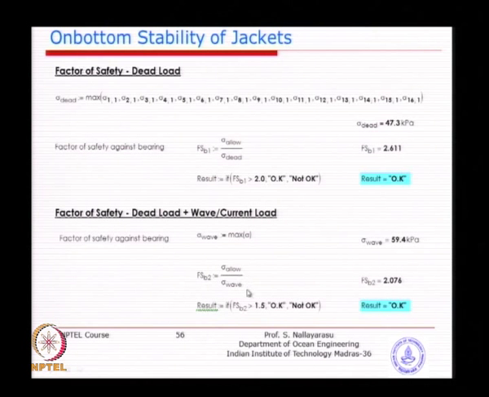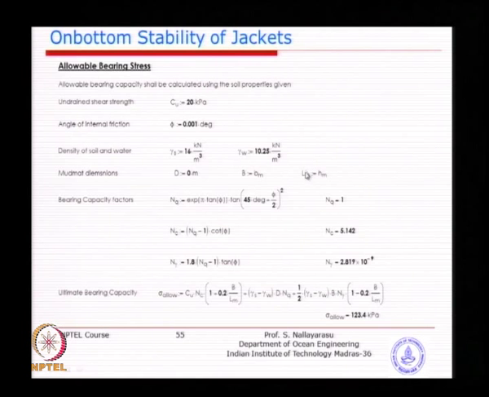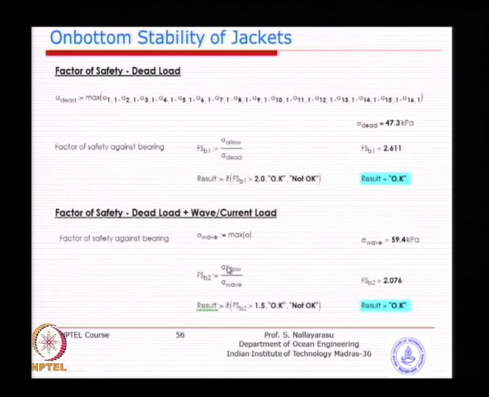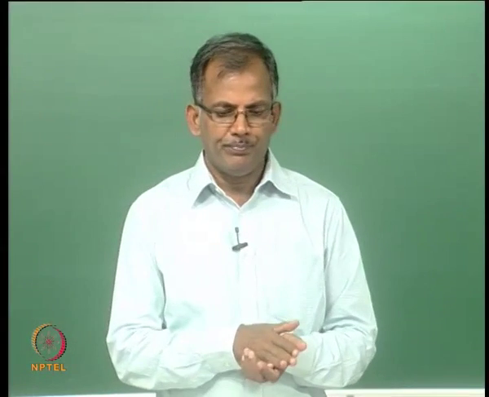Similarly, for the overall maximum applied pressure of 59.4, which is at point number 2, point number 1 at load case 2, you take the bearing capacity divided by the applied pressure and you get a factor of safety of 2, which is slightly higher than 1.5. So, it is not a problem. Similarly, you should be able to do a sliding check and the overturning check. The sliding check is very easy, since the basic loads are available. What you need is the frictional resistance between the mud mat and the soil.